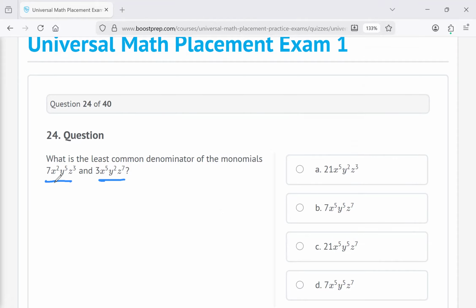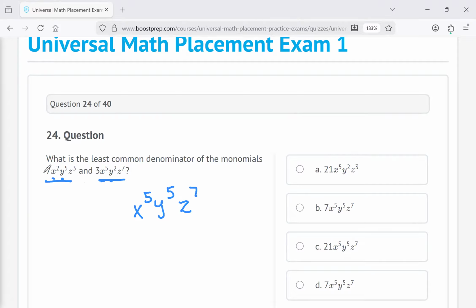So let's start with our letters, x. We have an x squared and an x5. So you pick the one with the highest power, x5, right? Okay, so what about the y's? We have a y5 and a y2. You pick the highest one, so you're going to pick y5. And then what about the z's? We have a z cubed and a z7, so you're going to obviously pick z to the 7th.